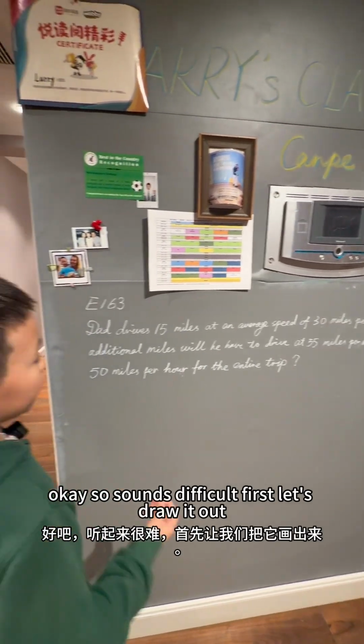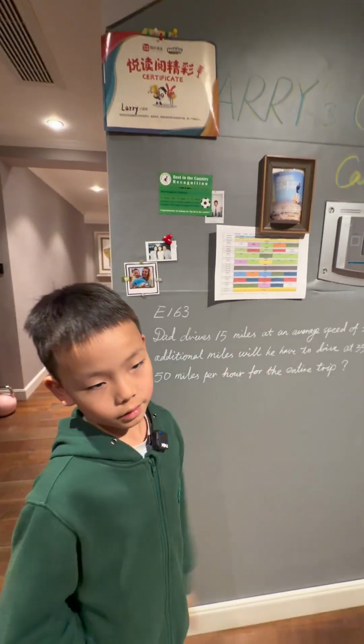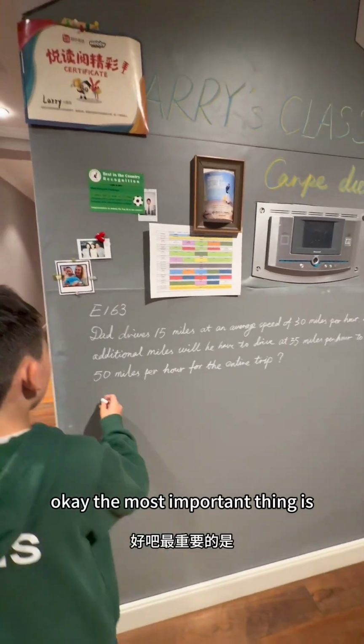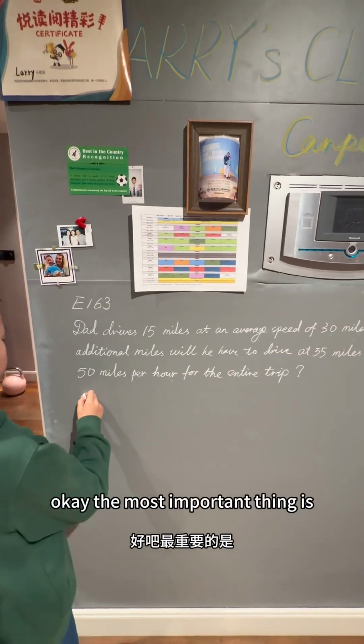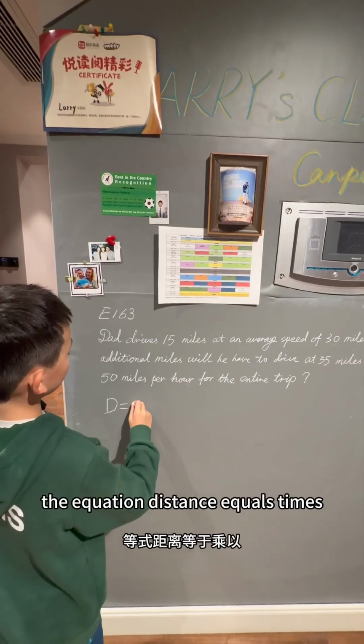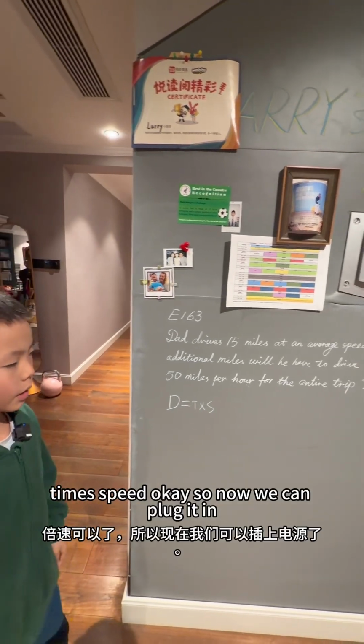First, let's draw it out. First, let's write down the information the problem told us. The most important thing is the equation: distance equals time times speed. So now we can plug it in.